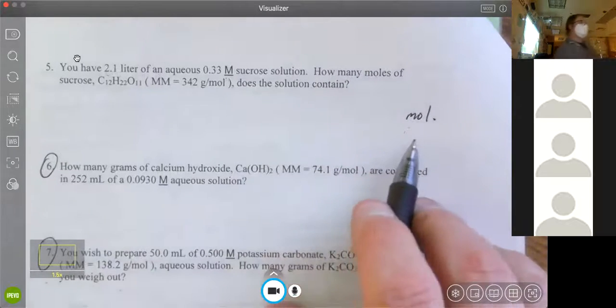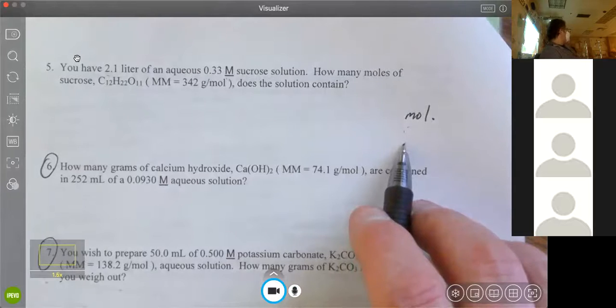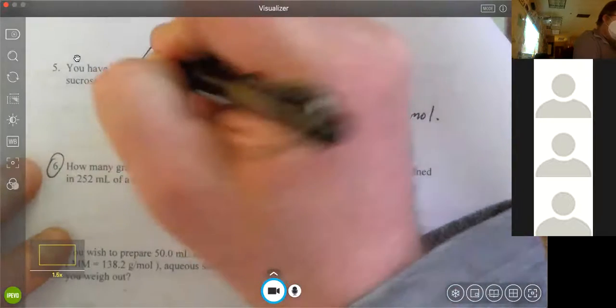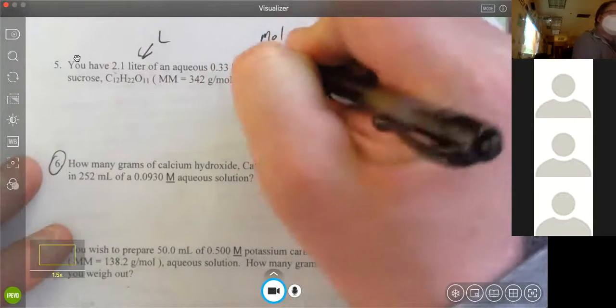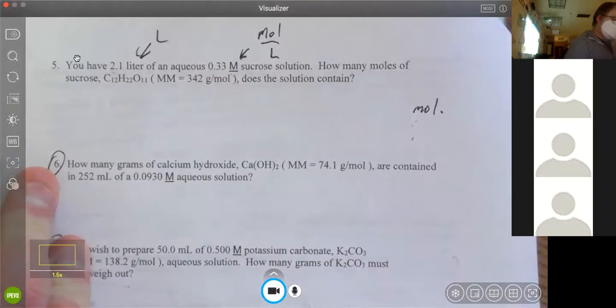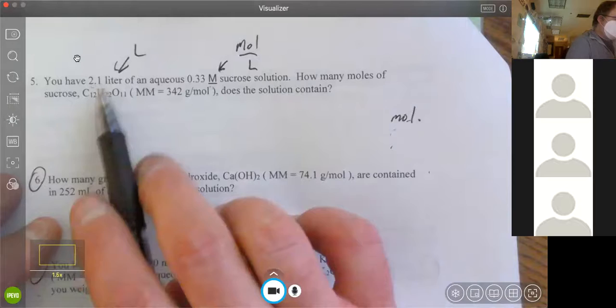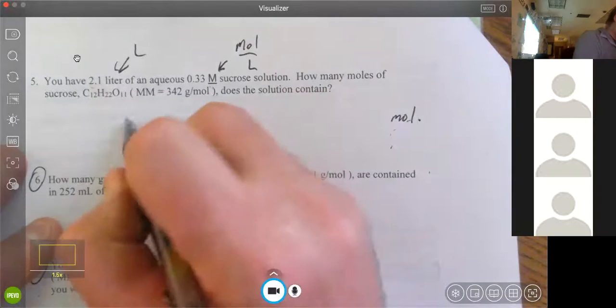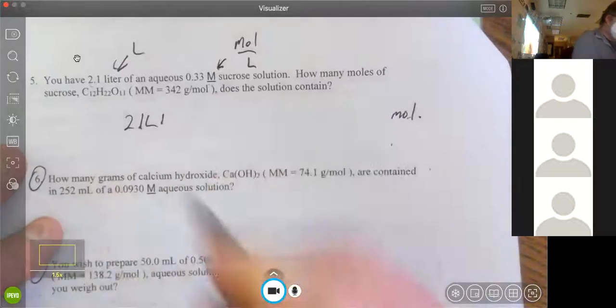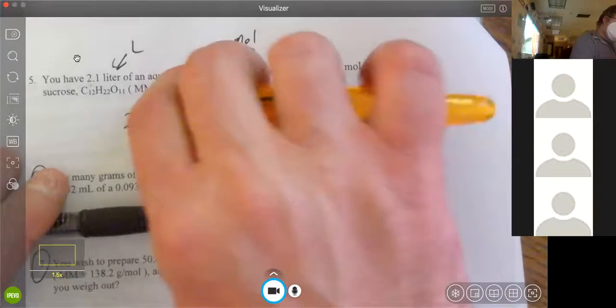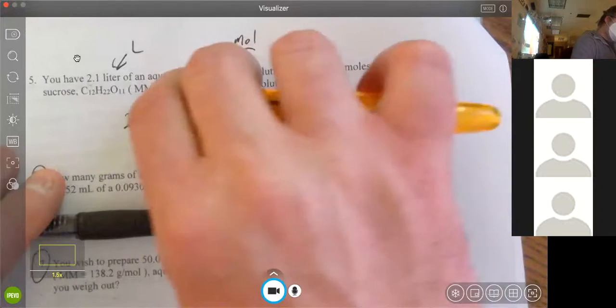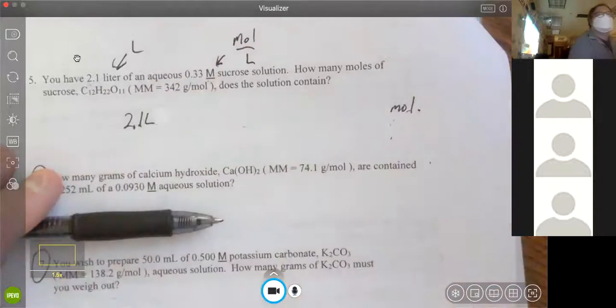How many units does moles have? Nope. Unit. 1 or 2? 1, right? If you still don't get that, look at this. This is liters. That's 1 unit. This is moles per liter. That's 2 units. This is 1 unit. So I want to start this whole thing off with the 1 unit thing, 2.1 liters. Good. Now, that means that liters has to go where in the next step? On the bottom.